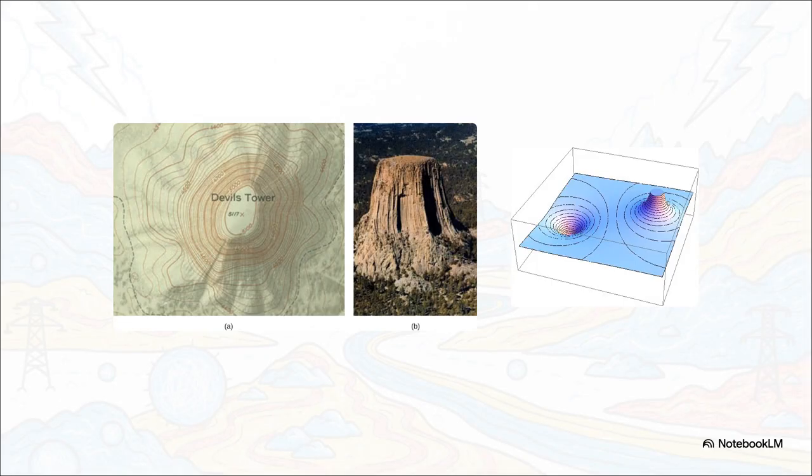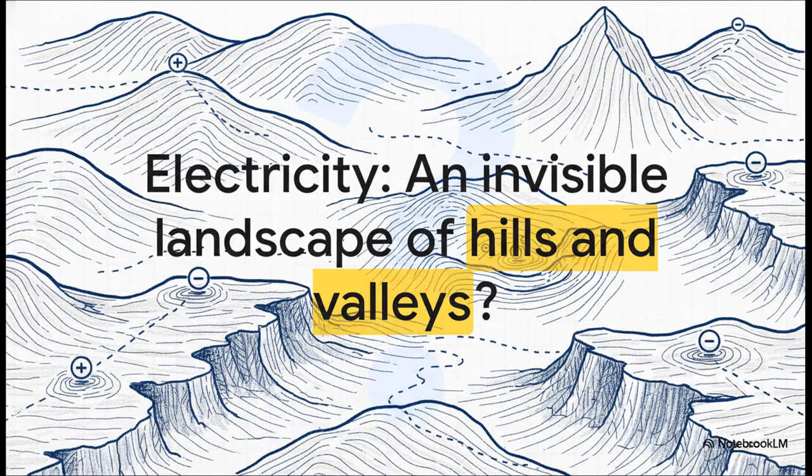So take a look at this. On the left, we've got something you've probably seen before, a topographical map of a mountain, showing elevation with all those contour lines. But on the right, that's a map of electric potential. And just look at them side by side. They're strikingly similar, right? You've got a hill and a valley. And believe me, this is no coincidence. It's actually the key to understanding everything.